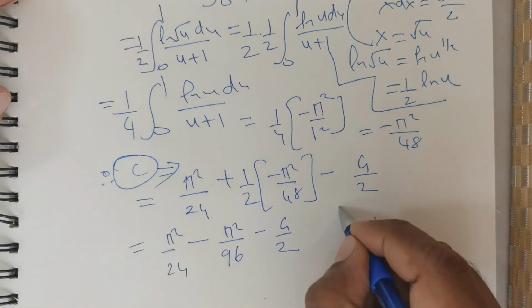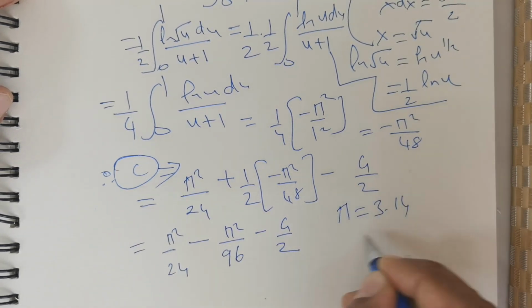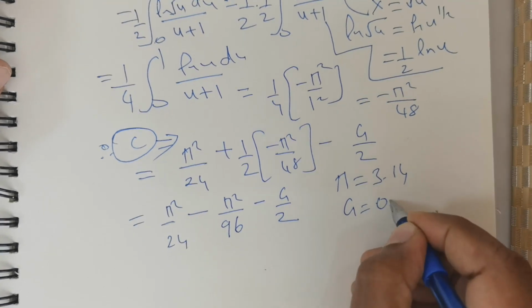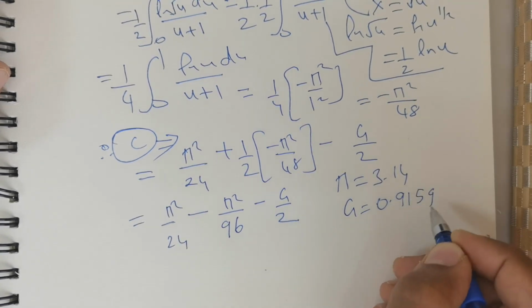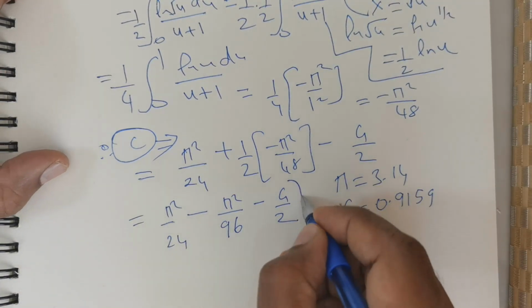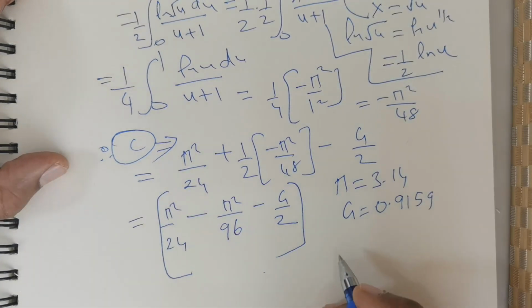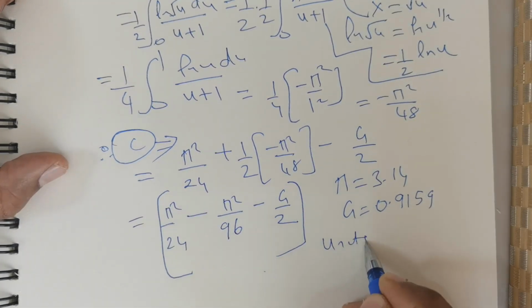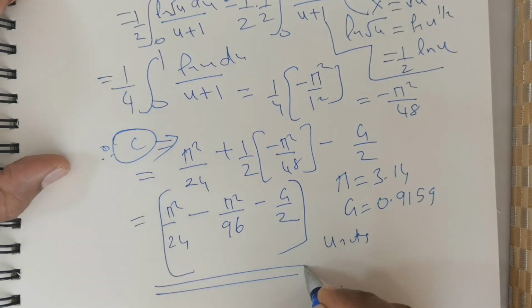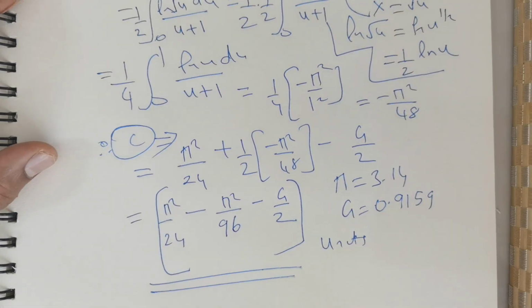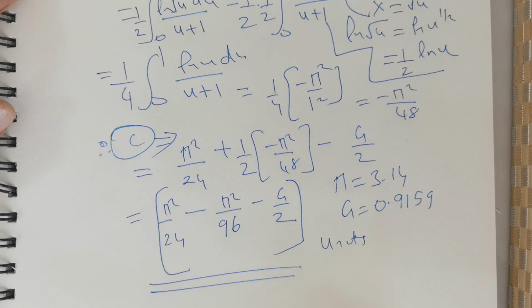Now you can use the value of pi to be as 3.14, the value of g to be as 0.9159, and evaluate this entire component and place them in units. Okay, so this is the solution for this beautiful question.